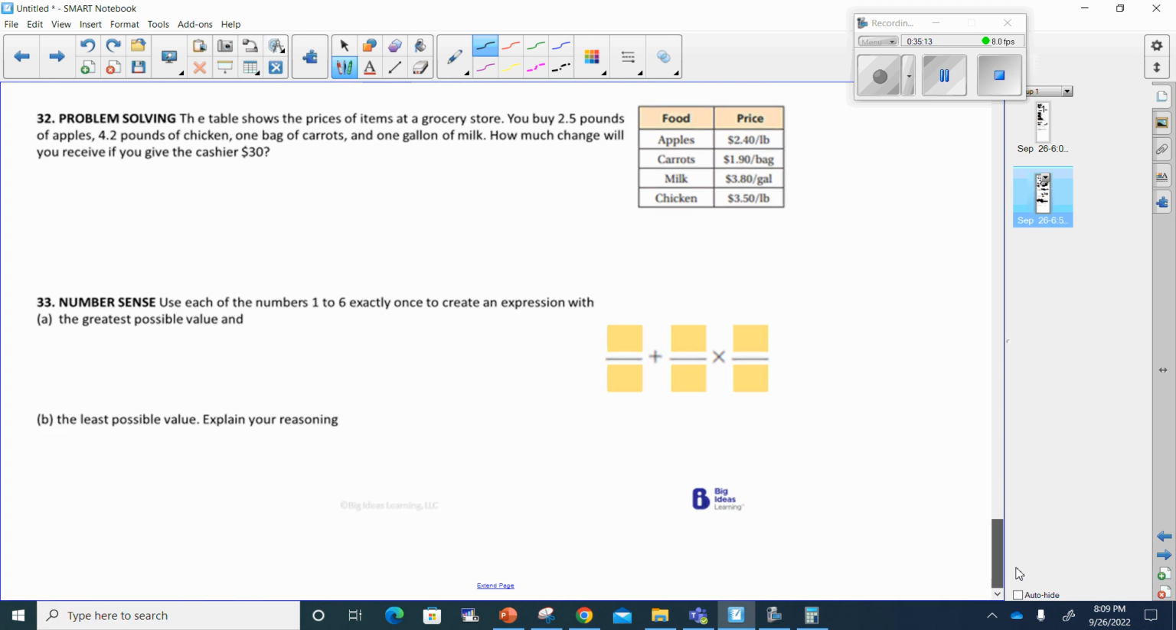Oh, nope, I got number 33. My goodness. Use each of the numbers 1 through 6 exactly once to create an expression with the greatest possible value and the least possible value. Explain your reasoning. I'm not going to have you do number 33. This is something that the lesson was nothing about. I don't know why they even have stuff like this. I'm crossing it out, so you only had to go up to number 32.